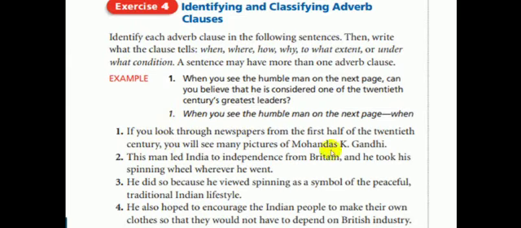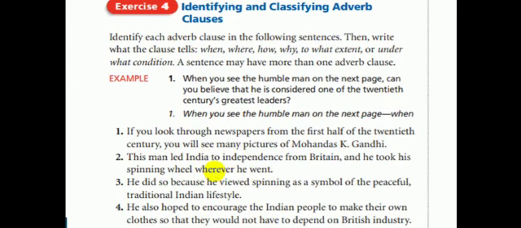But if we start with the independent clause, like you will see many pictures of Mohandas K. Gandhi, if we start with it, then we will not have to add any comma. So guys, we are in number 2 now. This man led India to independence from Britain, and he took his spinning wheel wherever he went. We can find the subordinate conjunction. Wherever he went is the whole adverb clause, and wherever is the subordinate conjunction.